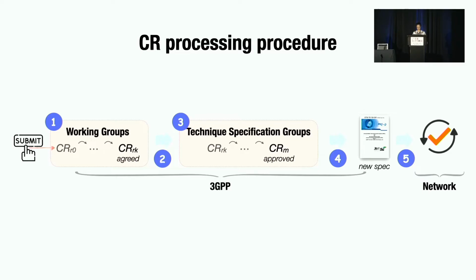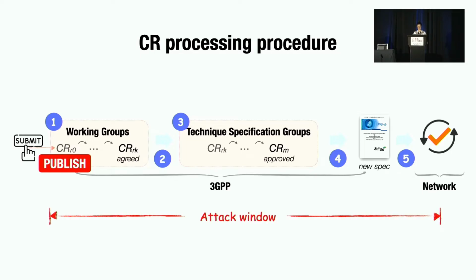From this procedure, we can see that from the beginning of a CR submission to the final implementation, every step takes time to process. But the problem is, 3GPP publishes every CR immediately after its submission. This will expose security-critical information to unintended eyes. An attacker could exploit a real-world system using the security weakness reported in the CR before the system patches. The CR processing procedure provides an attack window.